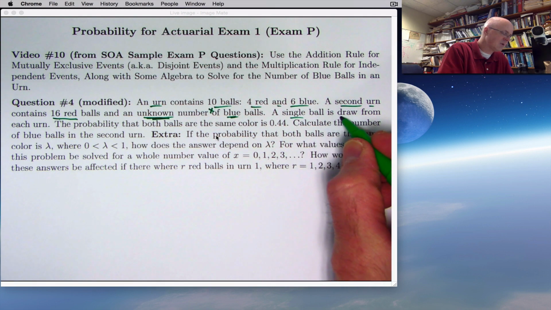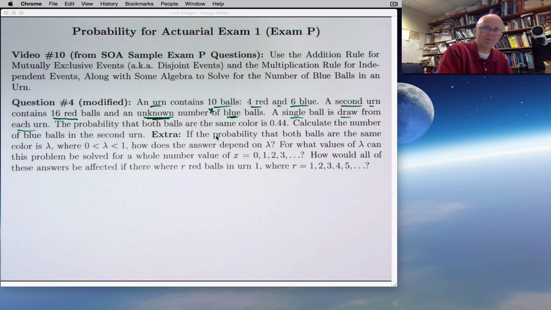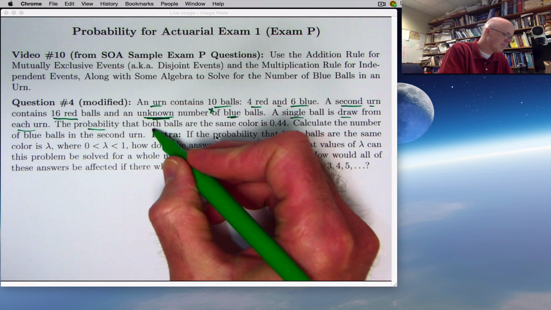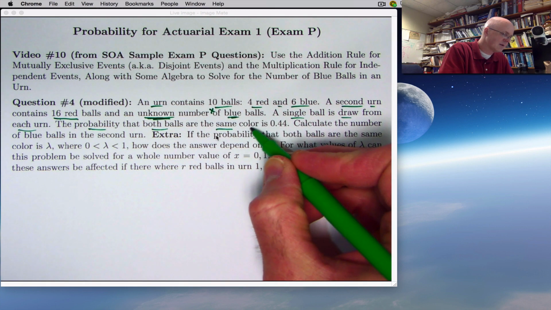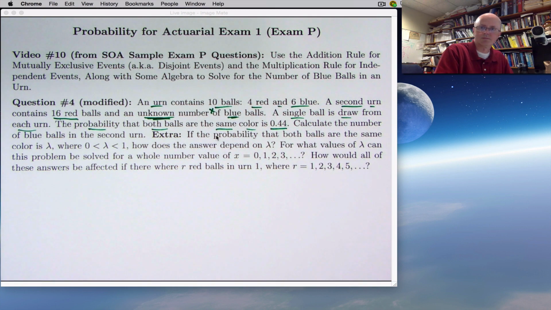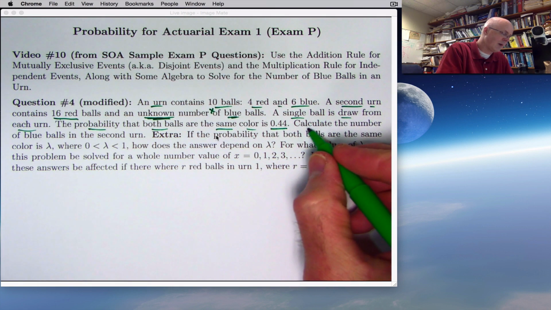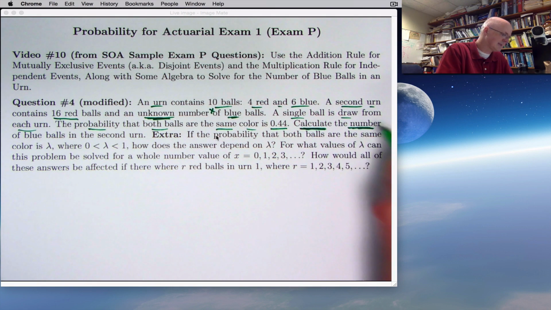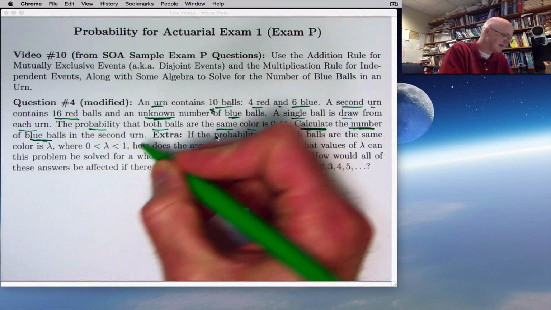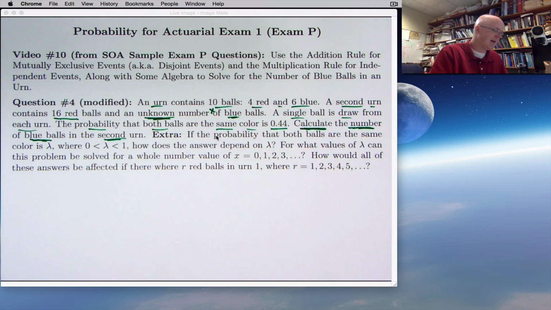A single ball is drawn from each urn at random, one from the first, one from the second. The probability that both balls are the same color is 0.44. Okay, so they're either both red or they're both blue. We want to again calculate the number x of blue balls in the second urn. And that's where the problem statement that you find online stops, and that's what I'll solve first.